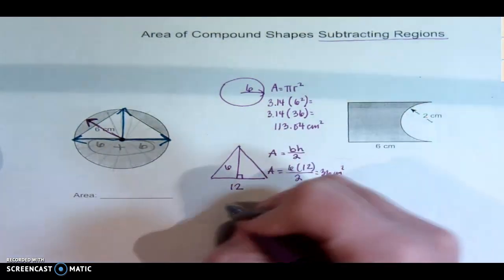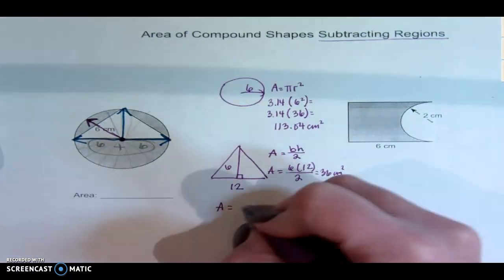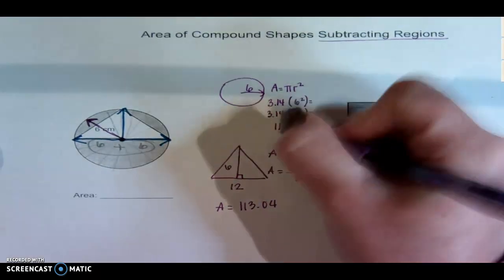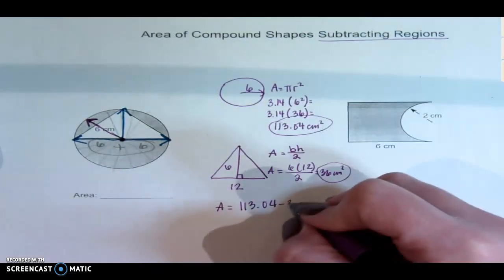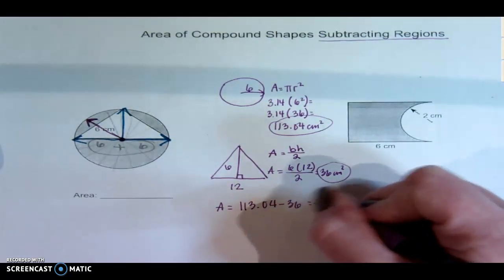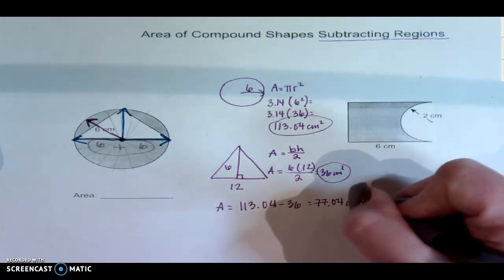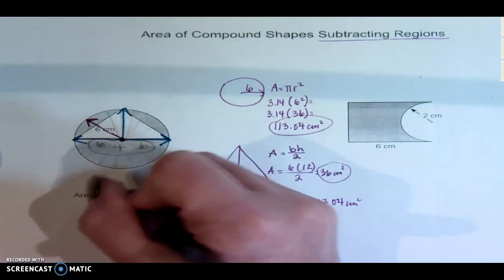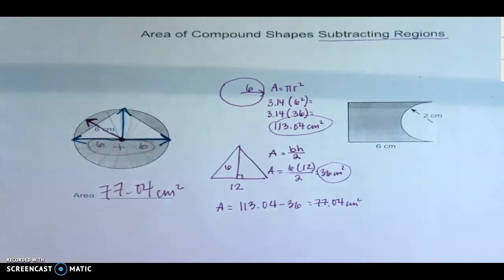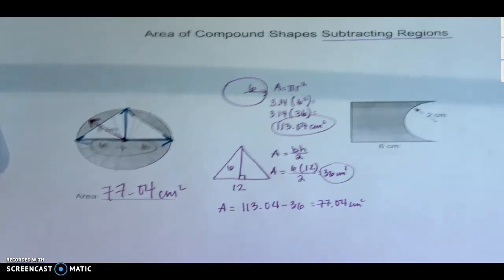Square centimeters. And for our final area calculation, we have to subtract the area of the triangle from the area of the circle, and that would be 77.04 square centimeters. We don't have any specific instructions on how to round, so when you don't have these instructions, you would keep your numbers as they are. All right, let's scroll down.